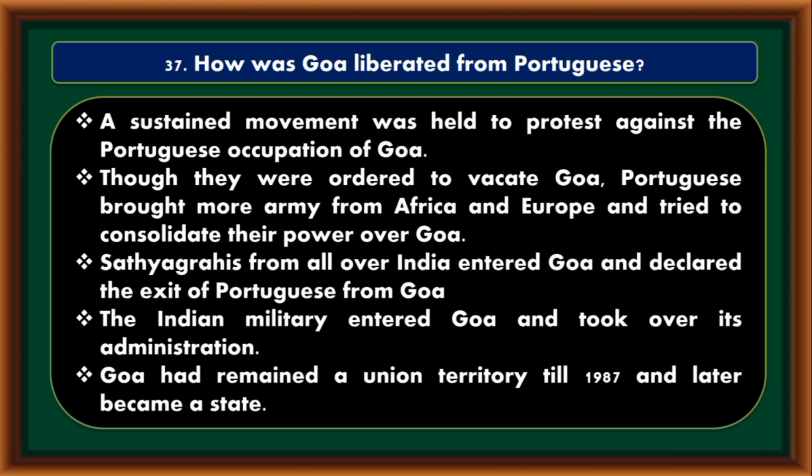How was Goa liberated from the Portuguese? A sustained movement was held to protest against the Portuguese occupation of Goa. Though they were ordered to vacate Goa, the Portuguese brought more army from Africa and Europe and tried to consolidate their power over Goa. Satyagrahis from all over India entered Goa and declared the exit of the Portuguese from Goa. The Indian military entered Goa and took over its administration. Goa remained a union territory till 1987 and later became a state.